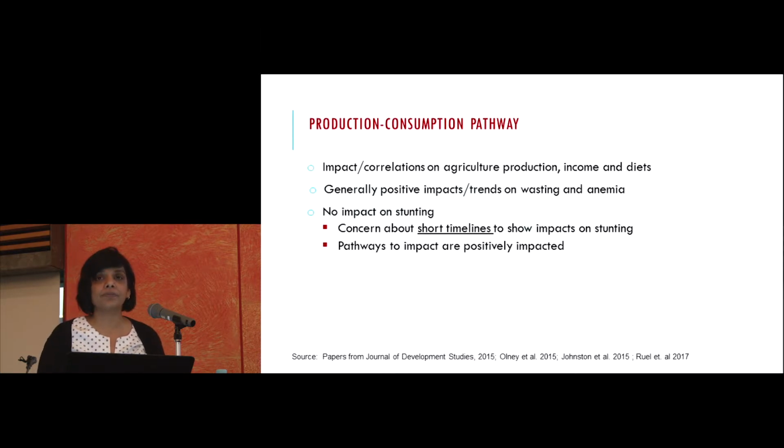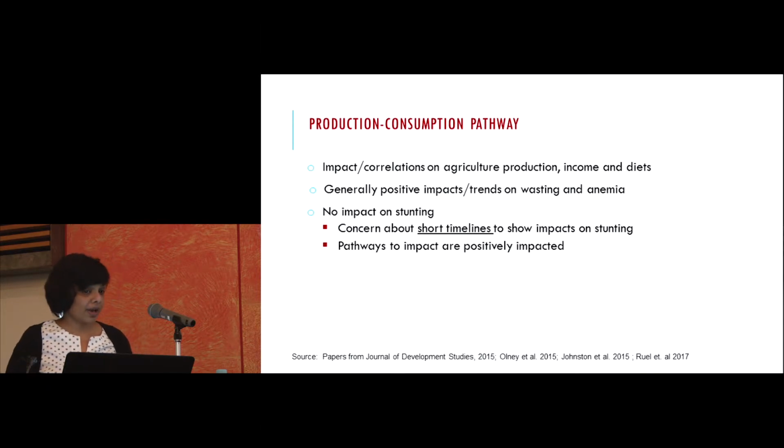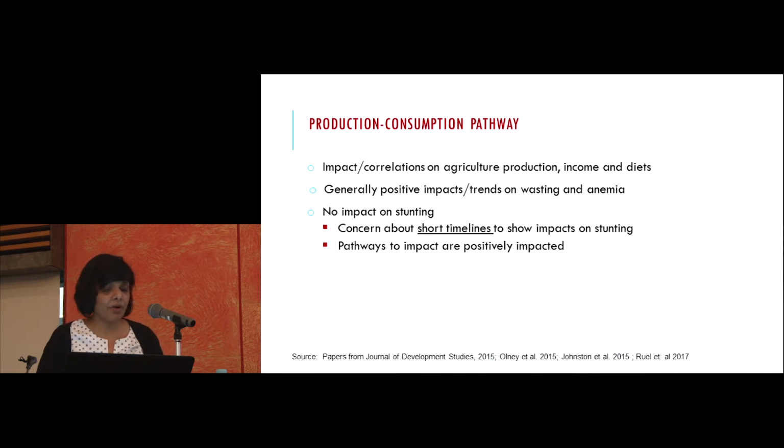for declines in stunting. What do we know about the production consumption pathway, i.e. when people produce food, or if there are interventions that help farmers improve their farm productivity and diversity of products produced, or foods produced on their farm or in their fisheries or whatever, then what do we know about these interventions? Do they improve nutrition outcomes? What we find is that these kinds of interventions, yes, improve agriculture production, they improve income, and they do improve diets. There are generally positive impacts or trends on wasting, that is acute malnutrition, and also on anemia. But what we are not seeing from these interventions is any impact on stunting rates, right?